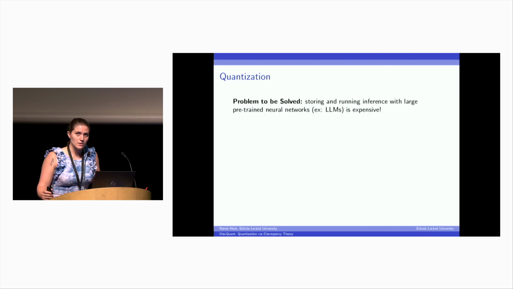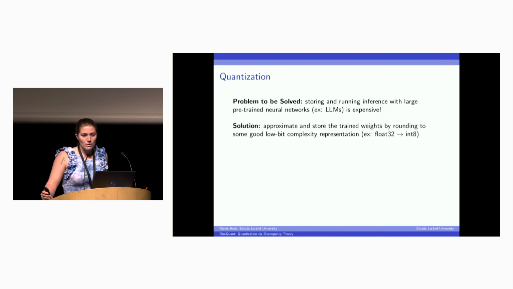So the problem that we're trying to solve in quantization framework is that, in general, storing and running inference with large pre-trained neural networks, in particular LLMs, is very computationally expensive. And one way that we can approach solving this problem is through quantization, which means that we're going to approximate and store the trained weights of the network by rounding them to some good low-bit complexity representation. So for example, we could think about the weights, the training weights and the data as being float 32, and rounding them in some clever way to integer 8 for faster computation and for more efficient storage on edge devices, for example. So in our paper, we focus only on post-training, weights-only quantization.